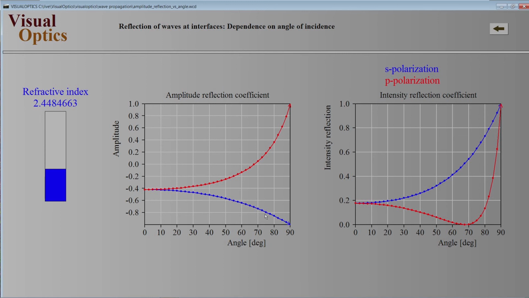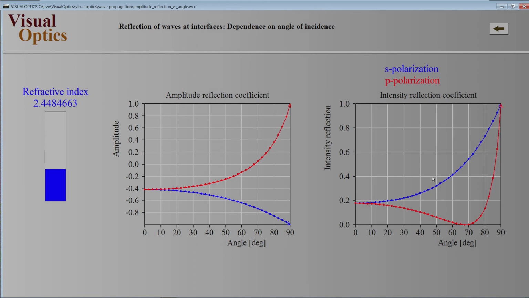And there are two curves, a red curve and a blue curve, which are really completely different. And these belong to two different situations called S-polarization and p-polarization. I will explain that in a moment, what that is. But before I do, we can take a look at the intensity reflection coefficient. That's basically the square of this amplitude reflection coefficient, and also the square, the intensity reflectance, is very different for the S-polarized situation and the p-polarization.